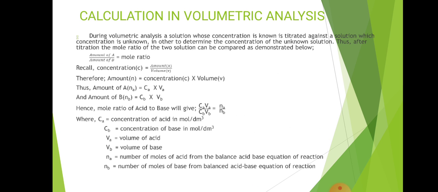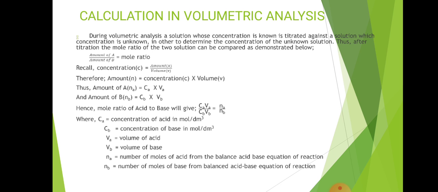Calculations in volumetric analysis. Recall we said during volumetric analysis, a standard solution is titrated against a standard solution. Now, when you compare the mole ratio of these two solutions by saying amount of A divided by amount of B, if we recollect very well, I said concentration is amount over volume. That means that amount can be defined as concentration times volume. So therefore, the amount of A is concentration of A times volume of A, while the amount of B is concentration of B times volume of B.